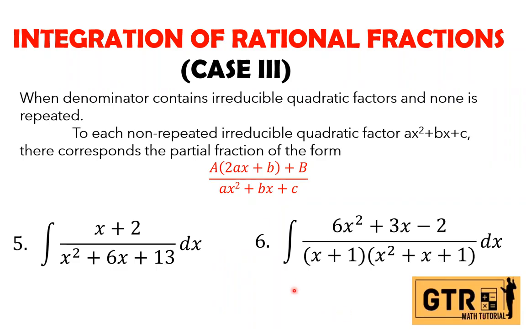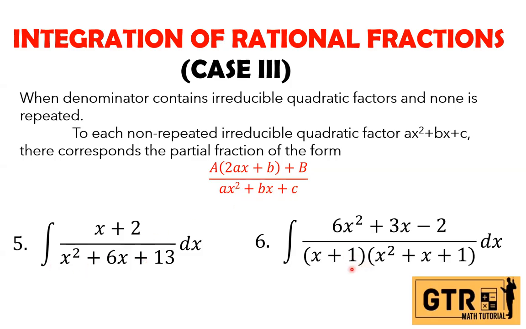So for today's video, I will discuss integration of rational fractions, case number 3. When the denominator contains irreducible quadratic factors and none is repeated, to each non-repeated irreducible quadratic factor ax squared plus bx plus c, there corresponds the partial fraction of the form A times (2ax plus b) plus uppercase B over ax squared plus bx plus c, where 2ax plus b is the derivative of the denominator ax squared plus bx plus c. Okay, so we have two examples, number 5 and 6.